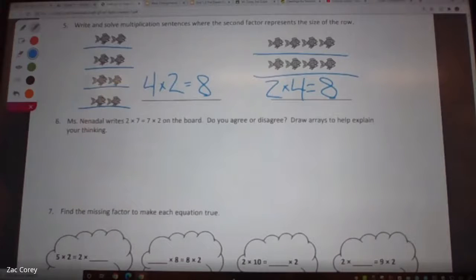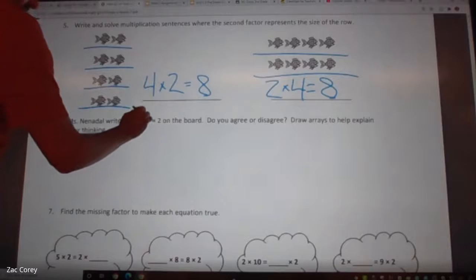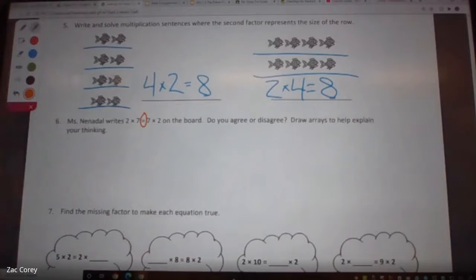Okay. All right, let's move on to number 6. Miss Nedadal writes 2 times 7 equals 7 times 2 on the board. Do you agree or disagree? Draw arrays to help explain your thinking. All right, so on this one, she has an equal sign here. So she's saying that 2 times 7 is the same thing as 7 times 2.